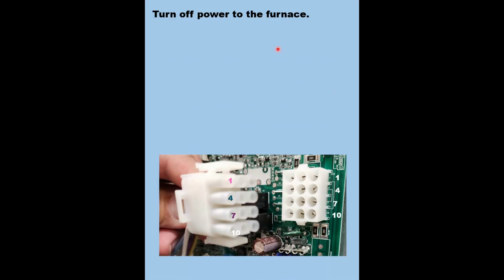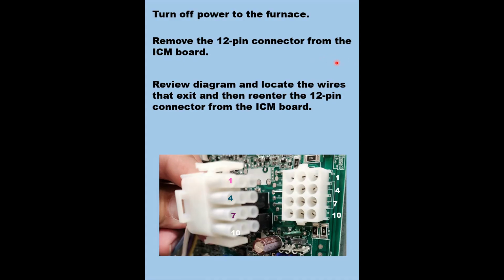Turn off the power to the furnace. Remove the 12-pin connector from the board. And again, make sure you know what plugs are what. Review the diagram and locate the wires that exit and then re-enter the 12-pin connector from the board. Orient your pin locations.